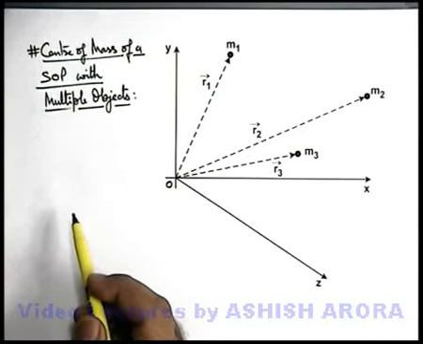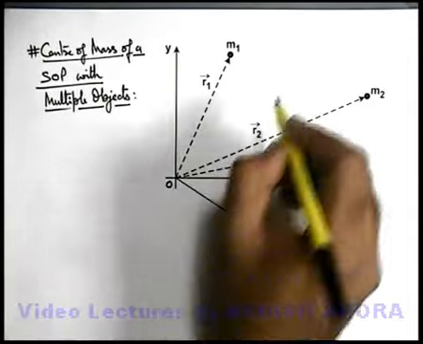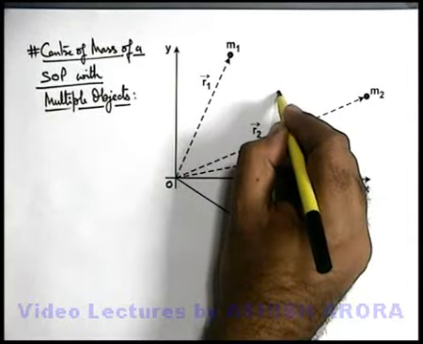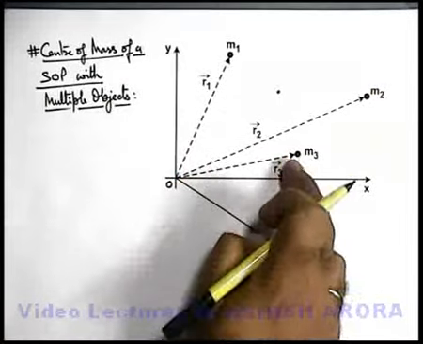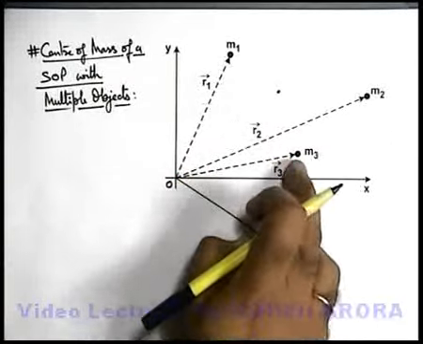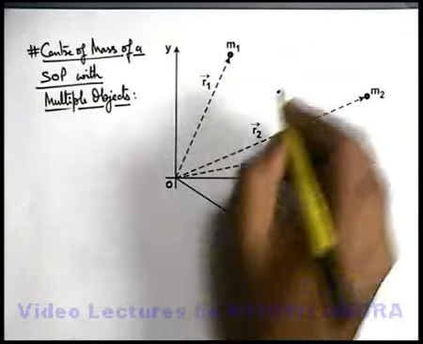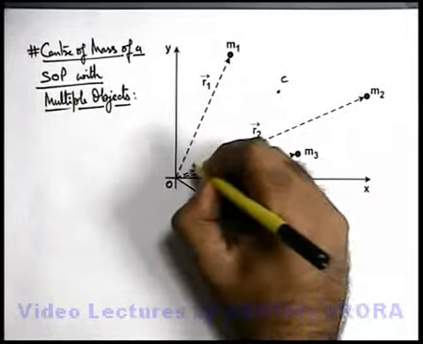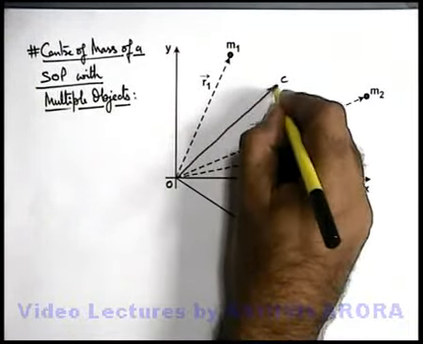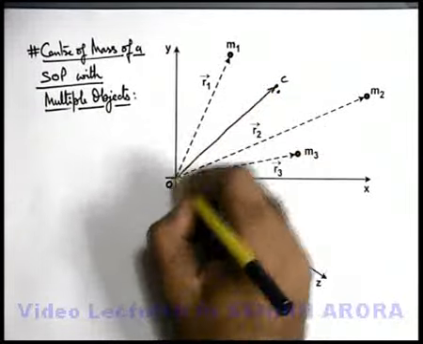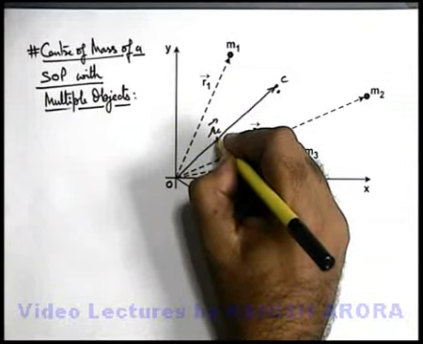Now, if we wish to locate the center of mass, obviously it is located somewhere here, because it must lie within the triangle made by joining the three masses m1, m2 and m3. Let us consider the center of mass is denoted by C and the position vector of the center of mass with respect to the origin is RC. Here we are required to find the value of this RC.